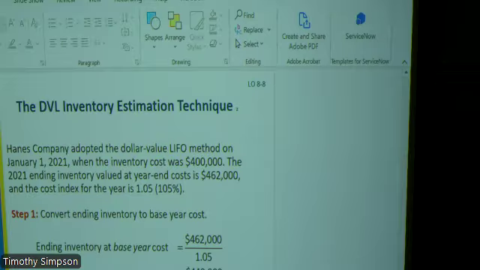If it's not good, it's not good. So you've got to kind of change your ways. But in this case, what do we have? We have 462 at year end, divided by 1.05 gives us 440,000. That's in the inventory that we have done what? We've discounted, we've deflated. We've taken out the effects of inflation, the 5% inflation rate.